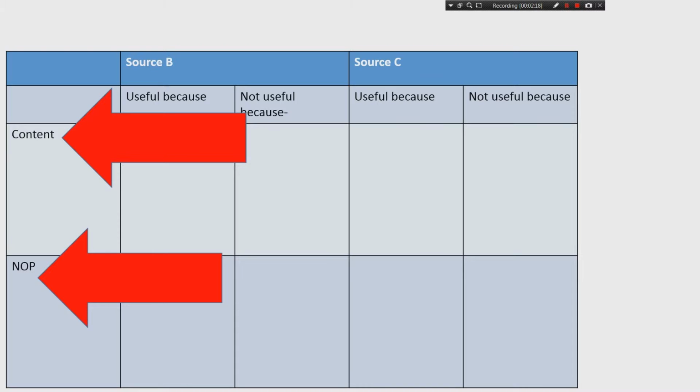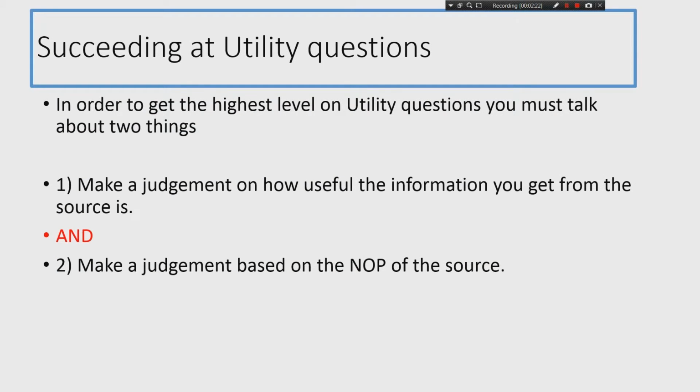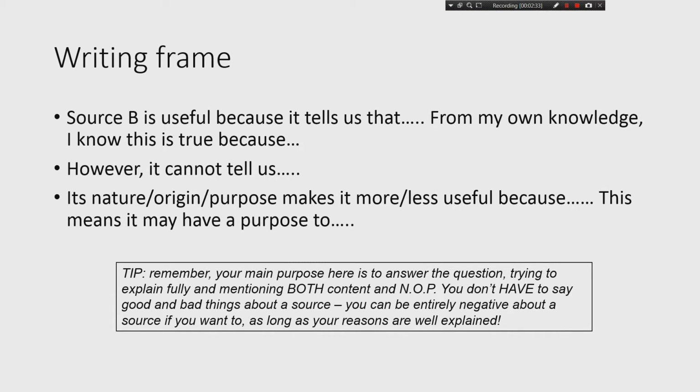So the 2 ways you look at a source are this. You make a judgment on the information you get from the source, so the content, and you make a judgment based on the NOP of the source. What that looks like in a paragraph.